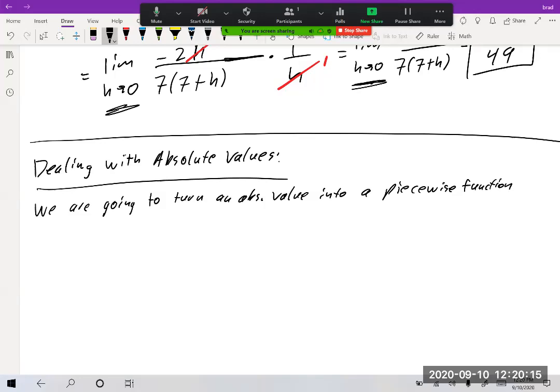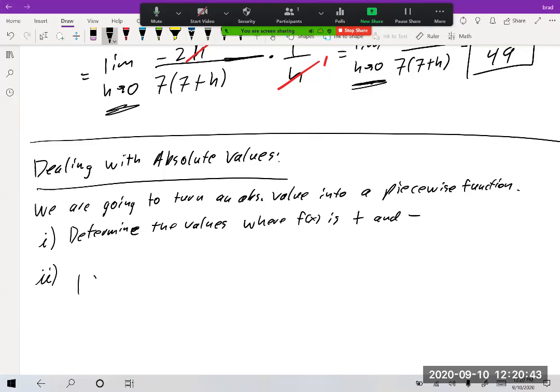Okay, so this will be our normal technique. Technique part 1 is we will determine the values where f of x is positive and negative. And then step 2, we're going to create a piecewise. So we're going to take those values and we're going to create a piecewise for the absolute value.